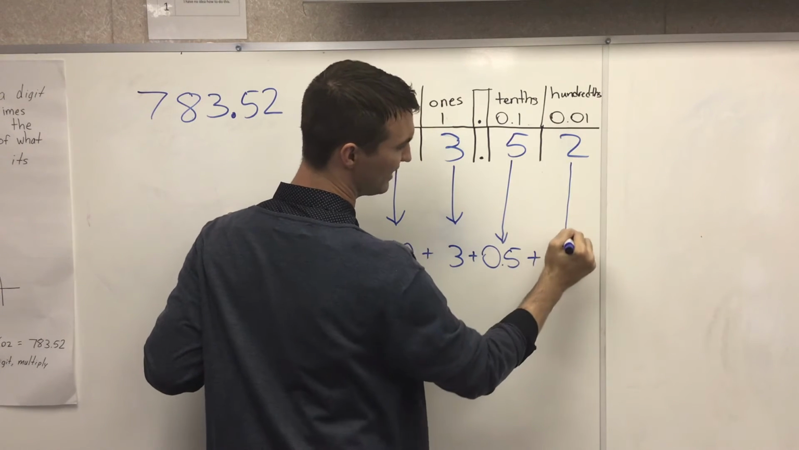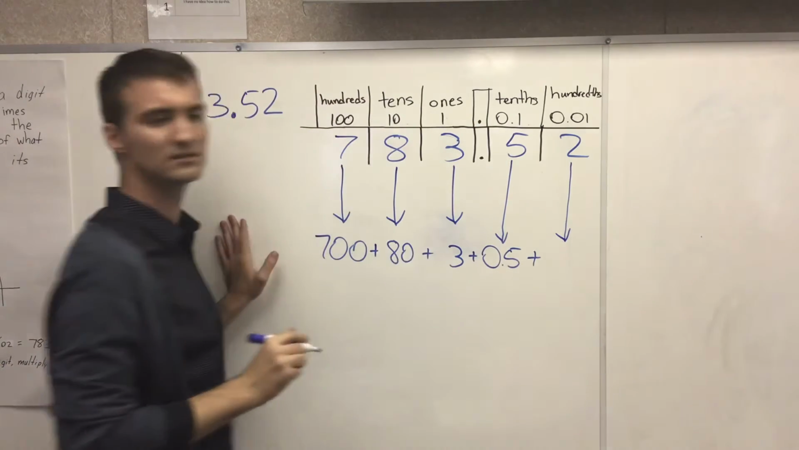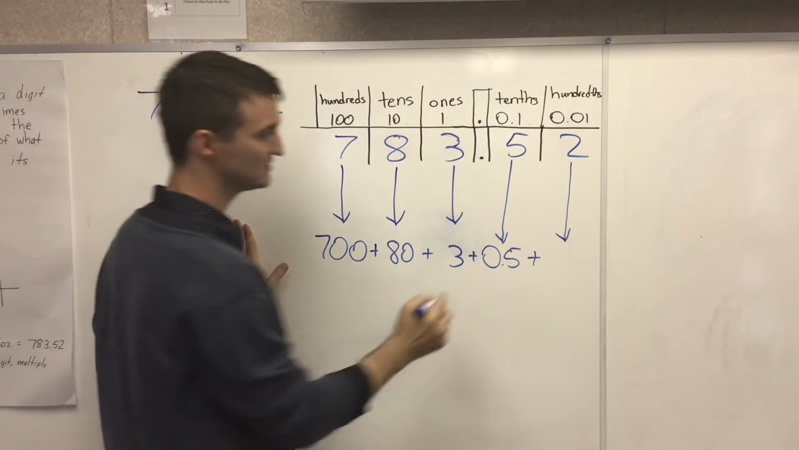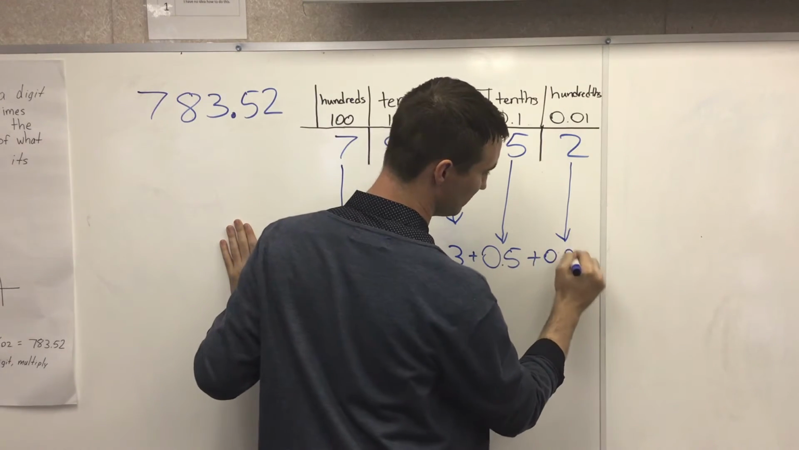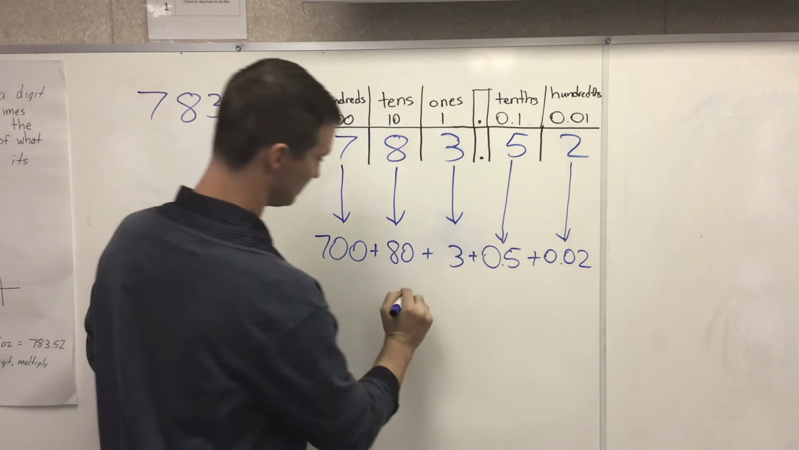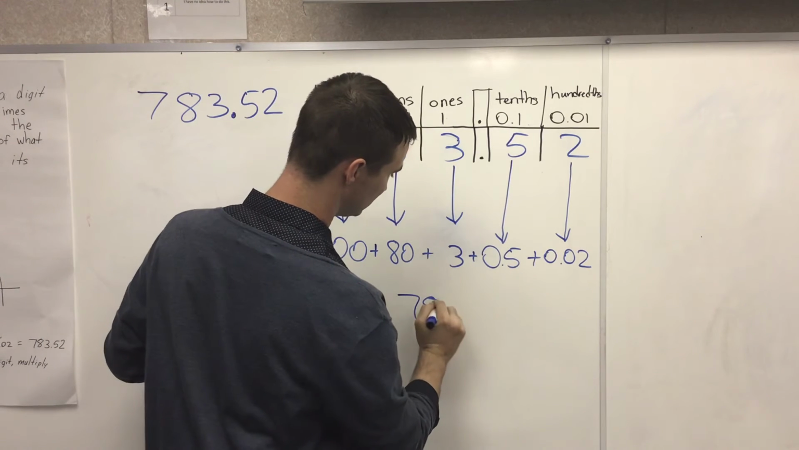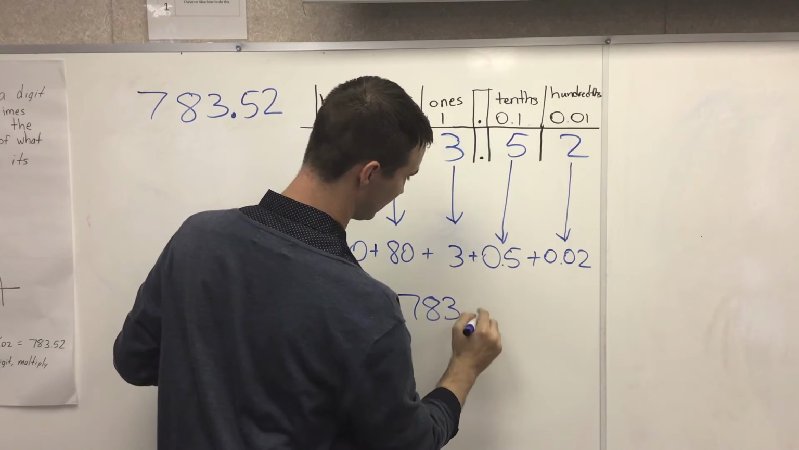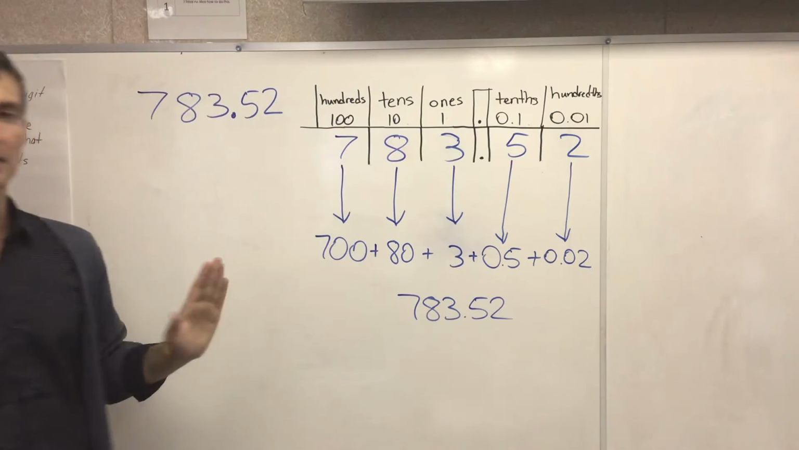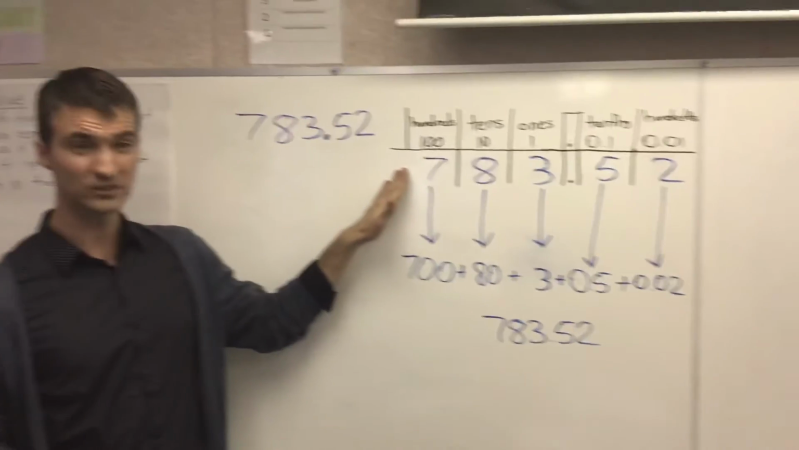And if I have 2 in my hundredths place, what does that represent? 2 what? Say it, guys. 2 hundredths. Awesome. So 0.02. And if I add all of these together, I'm going to go ahead and get 783 and 52 hundredths. Now, that's the simple way we can do this.